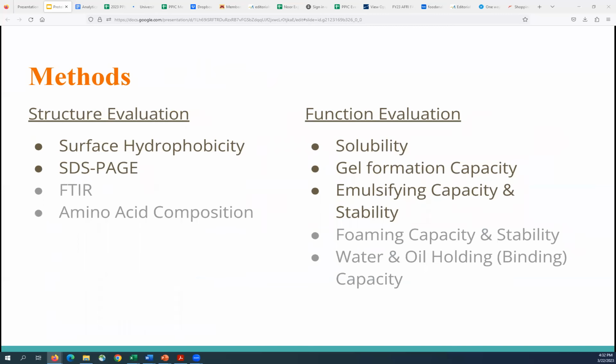The structural and functional properties were evaluated using surface hydrophobicity, SDS-PAGE, solubility, gel formation capacity, emulsification capacity, and stability. The authors also did FTIR, amino acid composition, foaming capacity, stability, and water and oil binding capacity. Due to the time, we won't cover those in our presentation.